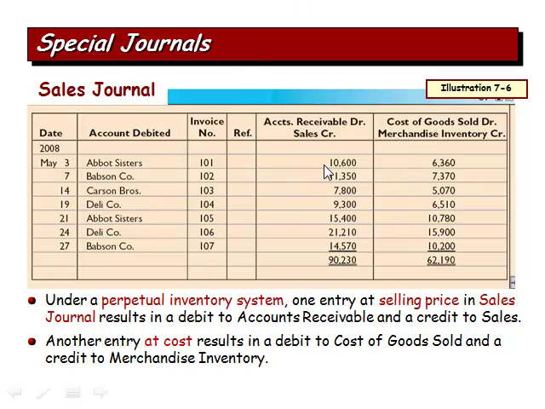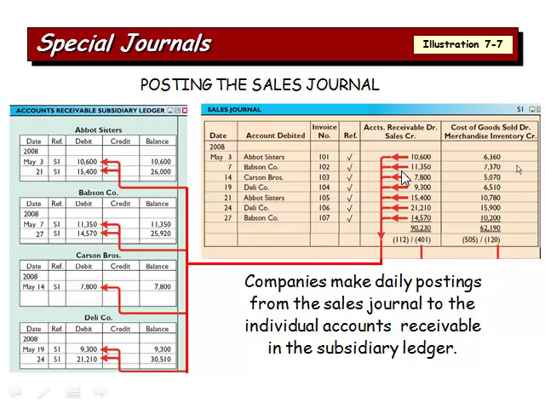The individual amounts, the 10,600, 11,350, all get posted to the accounts receivable subsidiary ledger. The total here of the 90,230 gets posted both to accounts receivable and to sales. So here's an illustration of that. The 10,600 to Abbott Sisters gets posted as a debit in the accounts receivable subsidiary ledger. 11,350 to Babson gets posted there. Notice that the total, the 90,230, gets posted to account 112, which is accounts receivable, and account 401, which is sales. For the totals over here, the cost of goods sold column, that 505 is debited, and merchandise inventory, account 120, is credited.